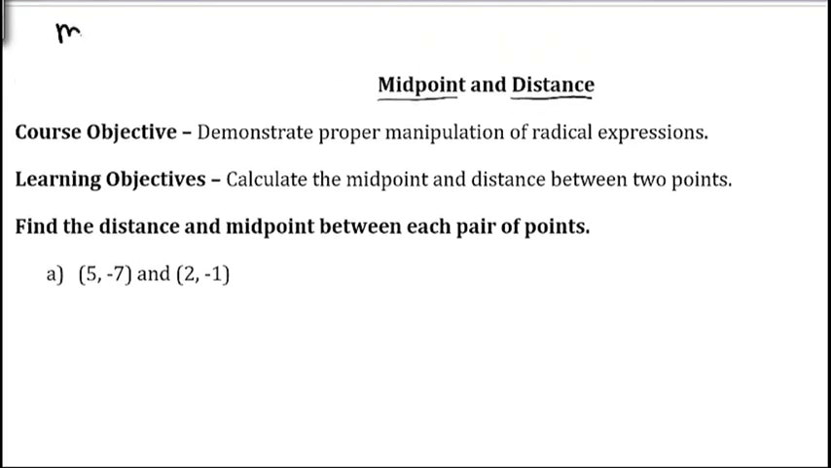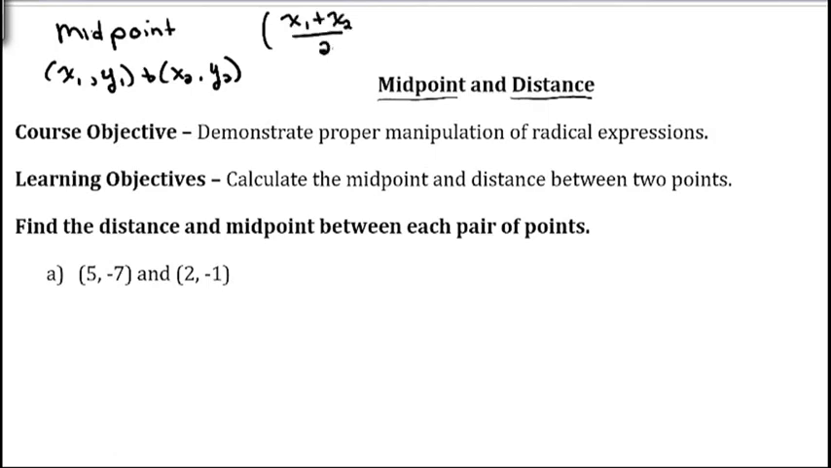So the midpoint formula, and this is for 2 points, x sub 1, y sub 1, and x sub 2, y sub 2. So for the midpoint, the x-coordinate of the midpoint is going to be x1 plus x2 divided by 2, and the y-coordinate is y1 plus y2 divided by 2. And so you find the average of the x's for the x-coordinate and the average of the y's for the y-coordinate.